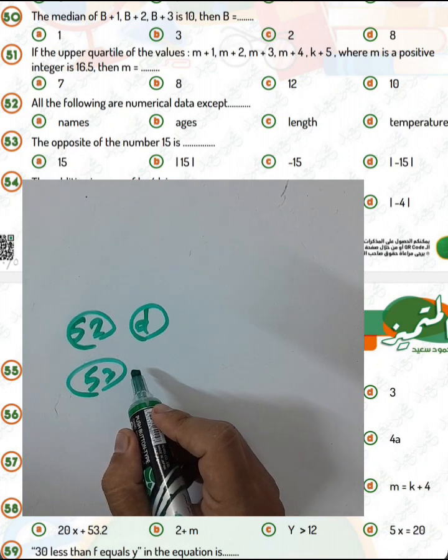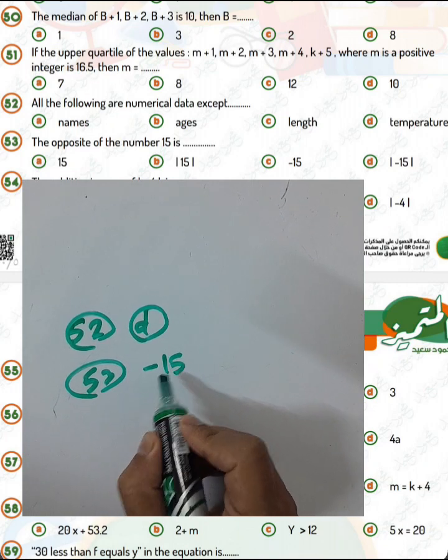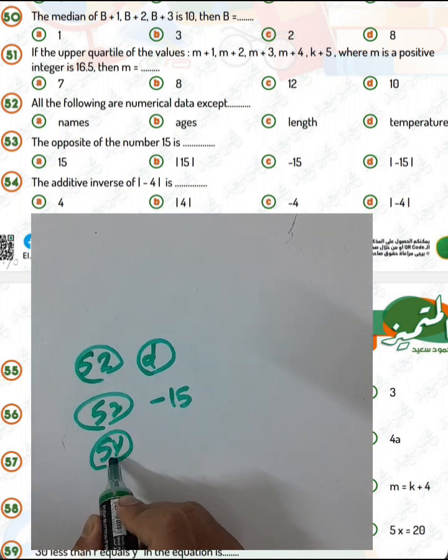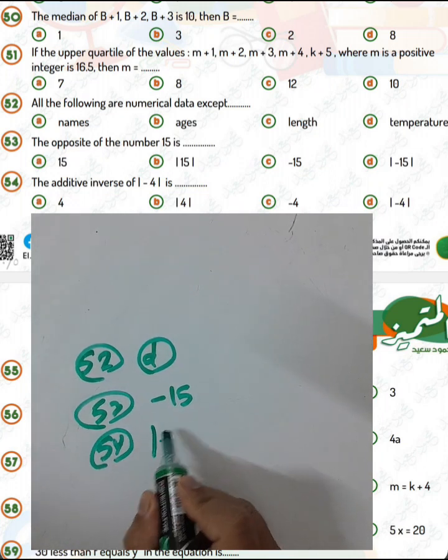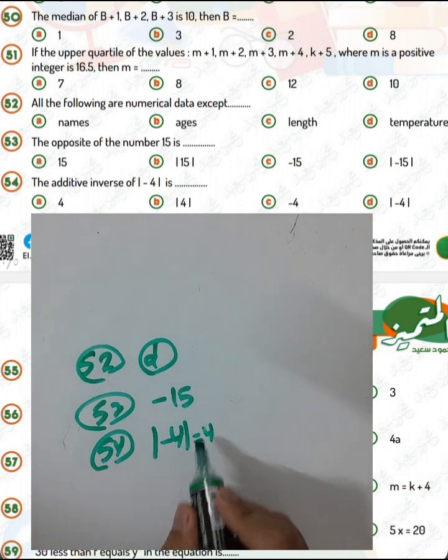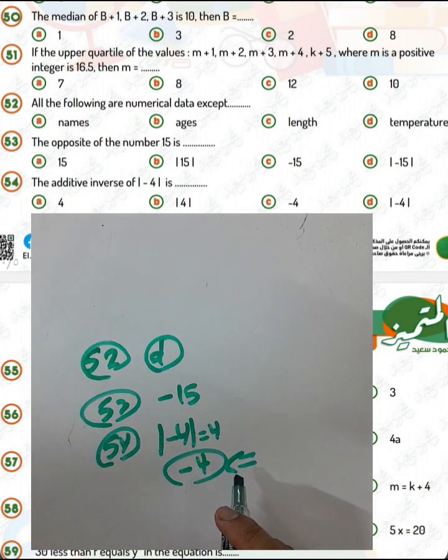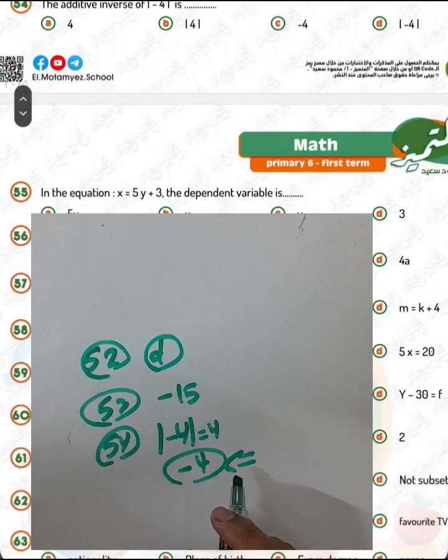Question 53. The opposite of the number 15 will be negative 15. Question 54. The additive inverse of this number, negative 4: we know this number will be 4. The additive inverse will be negative 4. You must write negative 4 here, choose letter C. Question 55.